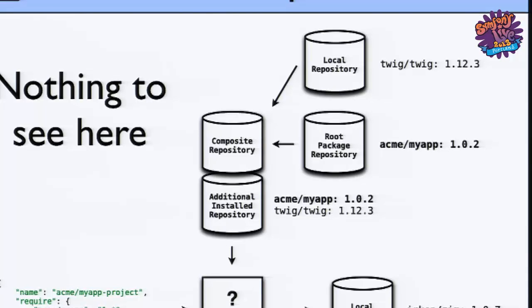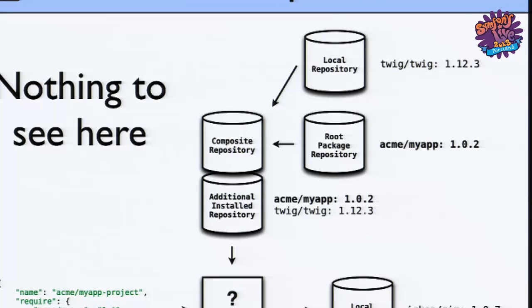What this does is it gives us the ability to put in what was missing. We use the local repository, just like we were before, which had the Twig dependency. The root package repository, which is added by the Composer script, includes Acme MyApp at a specific version. We combine these two as a composite repository and use that as the installed repository. Now the additional installed repository contains everything it needed. It has Acme MyApp, it has Twig, and we get Eric and Zim. So between these two now, the solver has everything, and Composer is completely aware of everything that's installed.